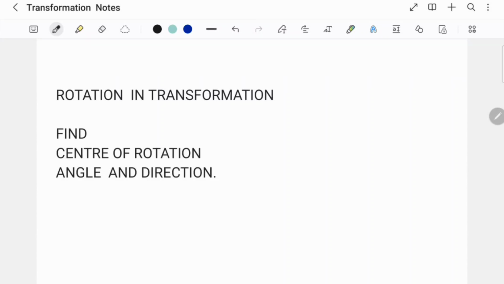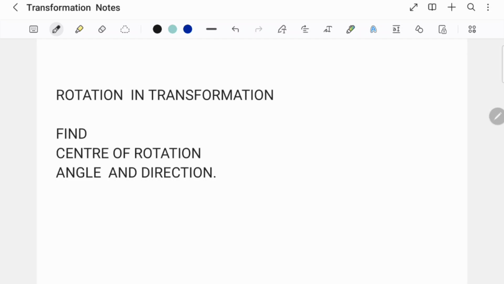In this video you will learn how to describe the transformation, specifically the rotation, when you join the corresponding points of an object and its image and the lines are not parallel. That means a rotation has taken place.